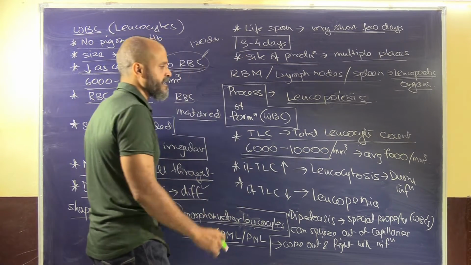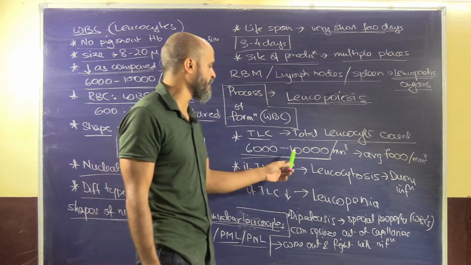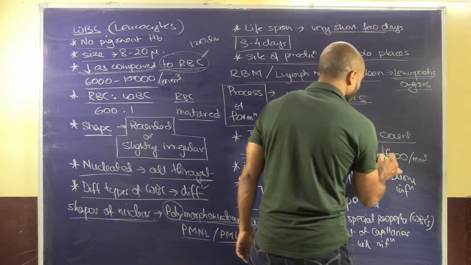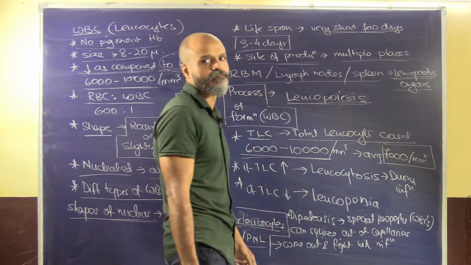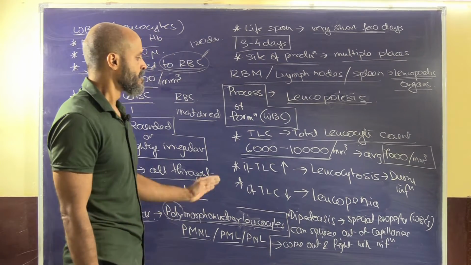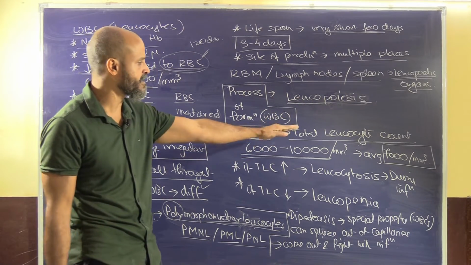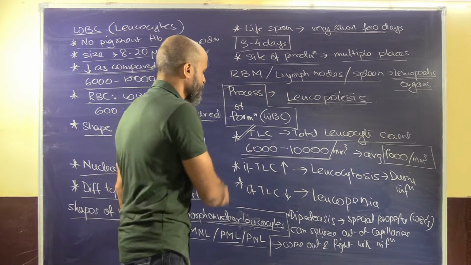So the TLC, the total leukocyte count, is anywhere between 6,000 to 10,000 per millimeter cubed of blood. On an average it is about 7,000 per millimeter cubed of blood. So 6,000 to 10,000 per millimeter cubed of blood is the total leukocyte count. This is known as TLC.